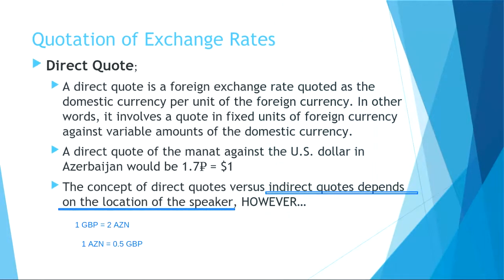When you see direct or indirect quotation, you need to think about the speaker, the location of the speaker. Yes, right, Nurlan. The first one is from your perspective, because foreign currency for yourself is GBP, right? For myself, the second one, the foreign currency is AZN, not GBP, because I'm in the UK. Clear?